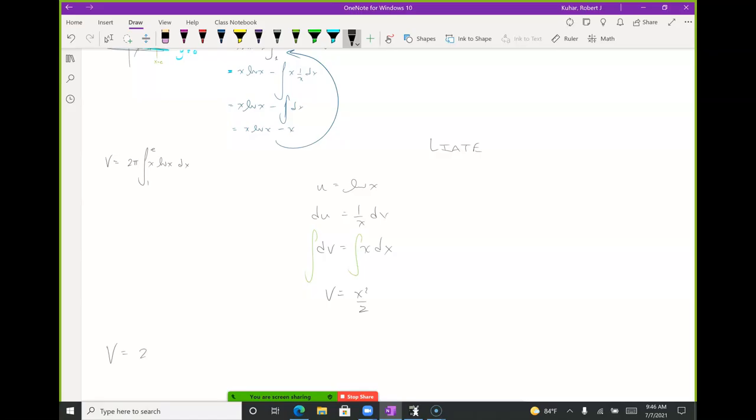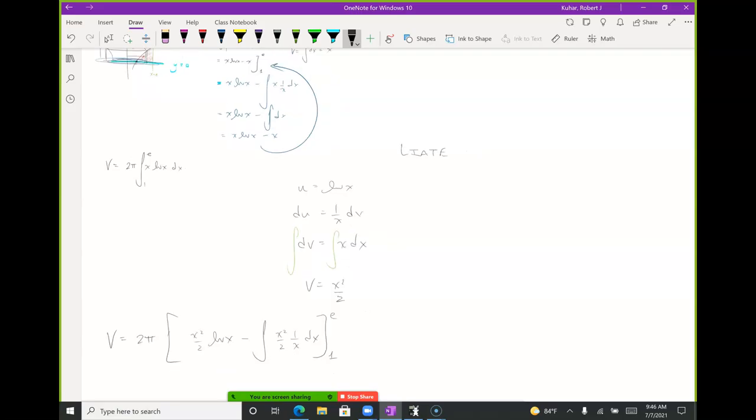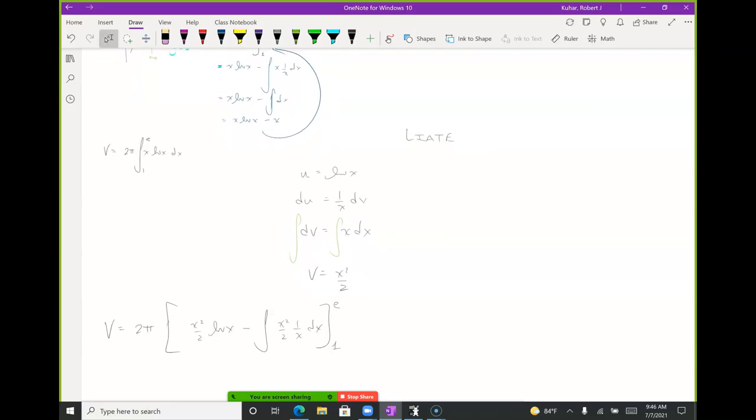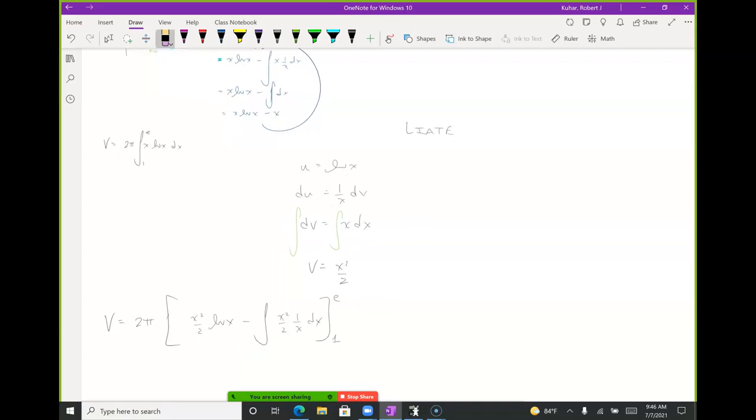So what do I get for my volume? I get 2 pi times uv, so x squared over 2 times ln of x minus the integral of v du. So x squared over 2, 1 over x dx, all evaluated at e and 1. I tend to be a little bit lazy with my bounds of my integral. If you look at how the book does it, they're writing it very proper all the time. So if I was writing it like the book here, I would have to say evaluate it at e and 1, and here integral from 1 to e, and I'm just saying I know I have to do that. Let me just save a little bit of notation.